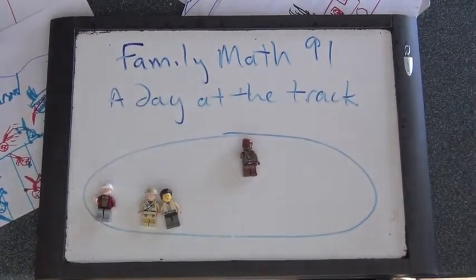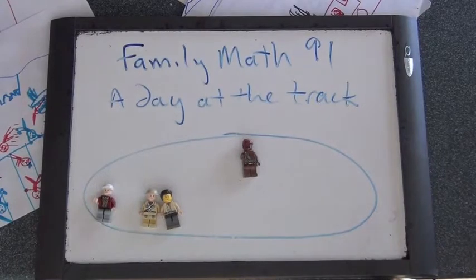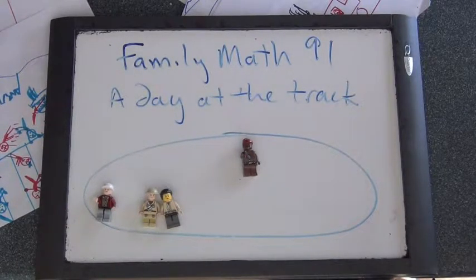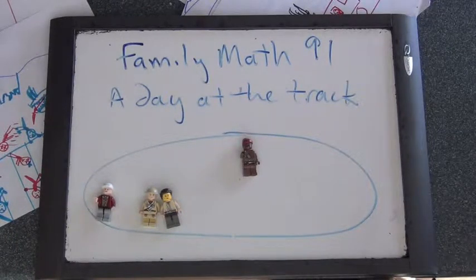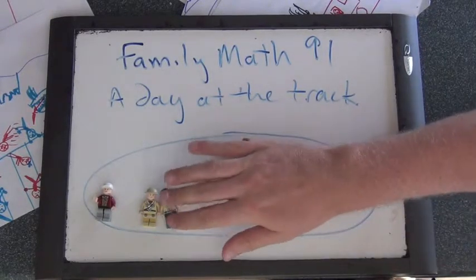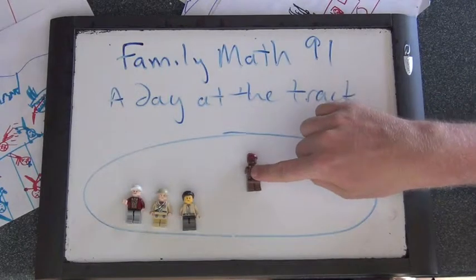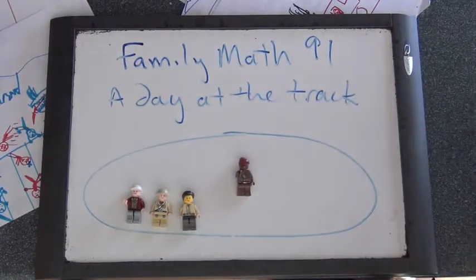Family Math number 91. So we had a kind of a fun morning at the track. You're preparing to run in a special 5K race, right? Yep. Or not really a race, just kind of a run. And you were doing some practice and running around the track with your mom. Is this one you? Yes. And this is your brother? Yep. And this is me? Yep. I was watching. Okay, and how many laps did you run? I think we ran 6. Oh, that was really awesome.